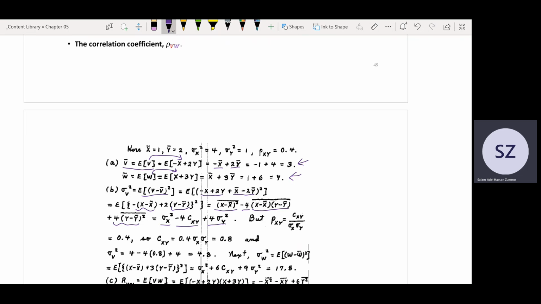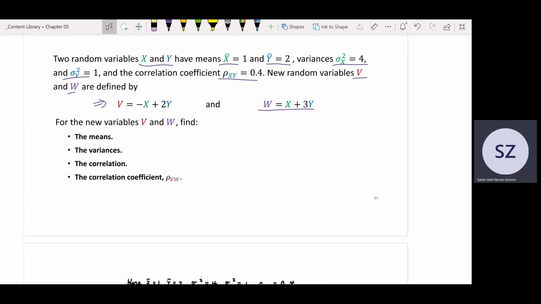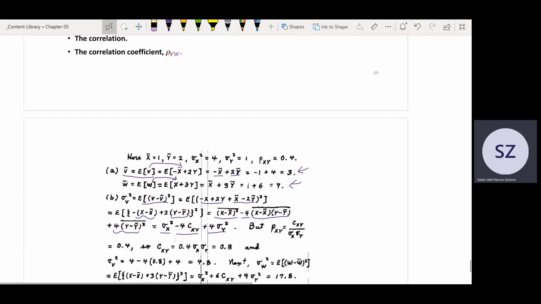So if we substitute, what do we get? Do we know the variance of X? Can we solve the variance of X? It is 4. What is the variance of Y? 1. However, do we know the covariance of X and Y?